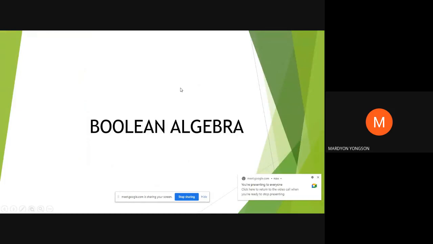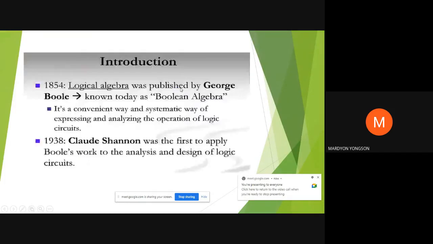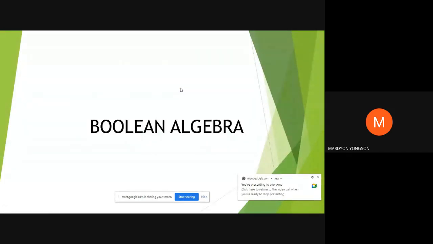Can you confirm kung nakikita niyo yung PowerPoint? Saka kung nagta-transition siya. Yes, sir. Nakikita.